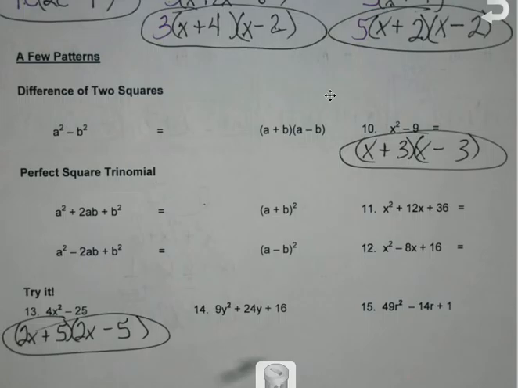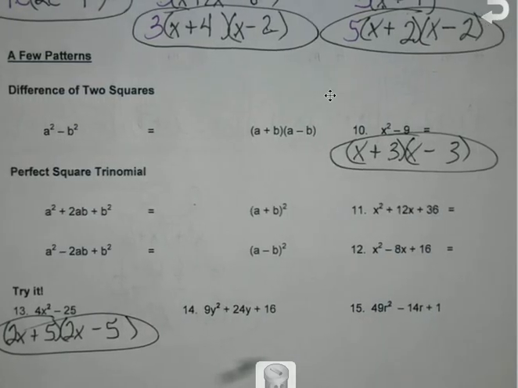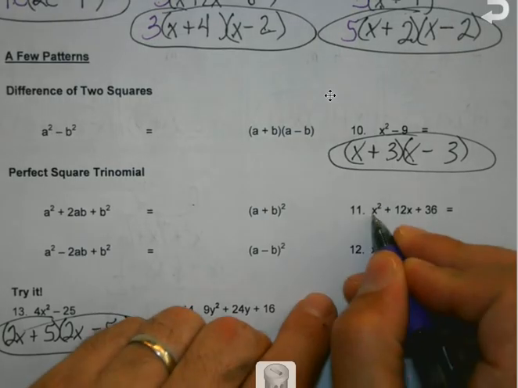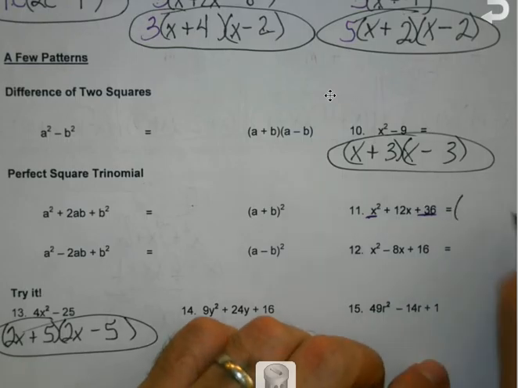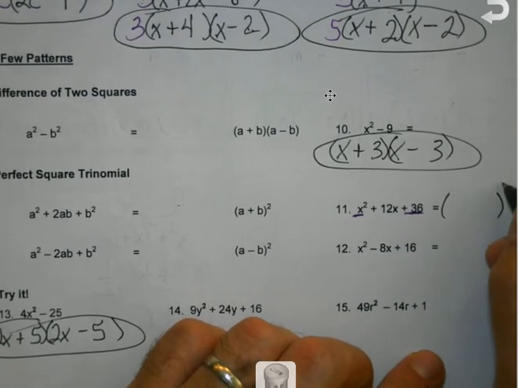And then finally, this last thing is a little, I don't want to call it a trick, but I'm going to call it a trick. You're like, well, couldn't I just do diamonds on these? Yes, you could. But here's the deal. If your first and last terms in a trinomial are perfect squares, there's a shortcut for that. And here's how that one works.